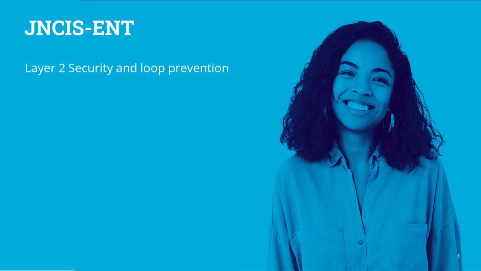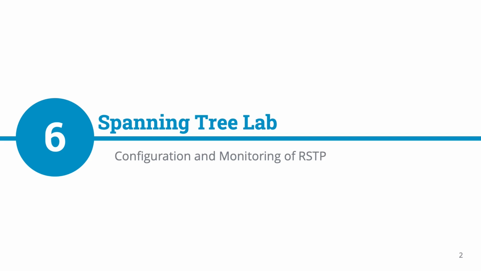In this section of the course, we're reviewing Layer 2 security and loop prevention. In this lesson, we'll be demonstrating the configuration and monitoring of Rapid Spanning Tree Protocol. First, we'll review the diagram that represents the expected final state of our configuration. And then, before we jump into the live devices, we'll review the instructions for this lab.